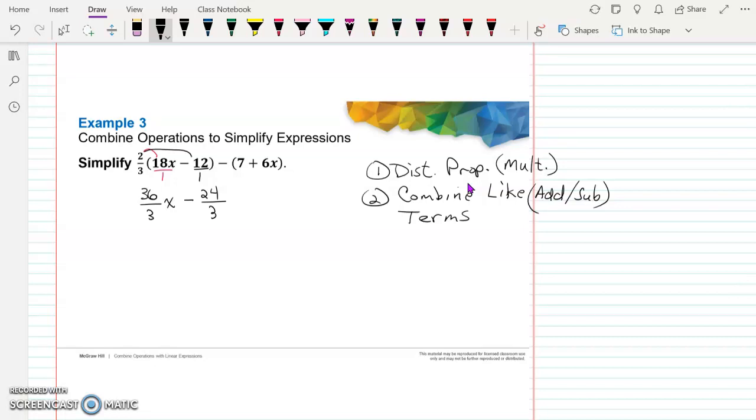Okay. Now the next thing I notice is I've got another distributive property problem going on here after this minus sign, but I need to see that that minus means that this is a -1. So we're going to distribute the -1 here. So when I do that, I end up with a -7 and a -6x. In a previous lesson, we called this the additive inverse. All right, let's go ahead and simplify our fractions, and then we'll see if we can combine any like terms. So 36 divided by 3 is 12, and 24 divided by 3 is 8.